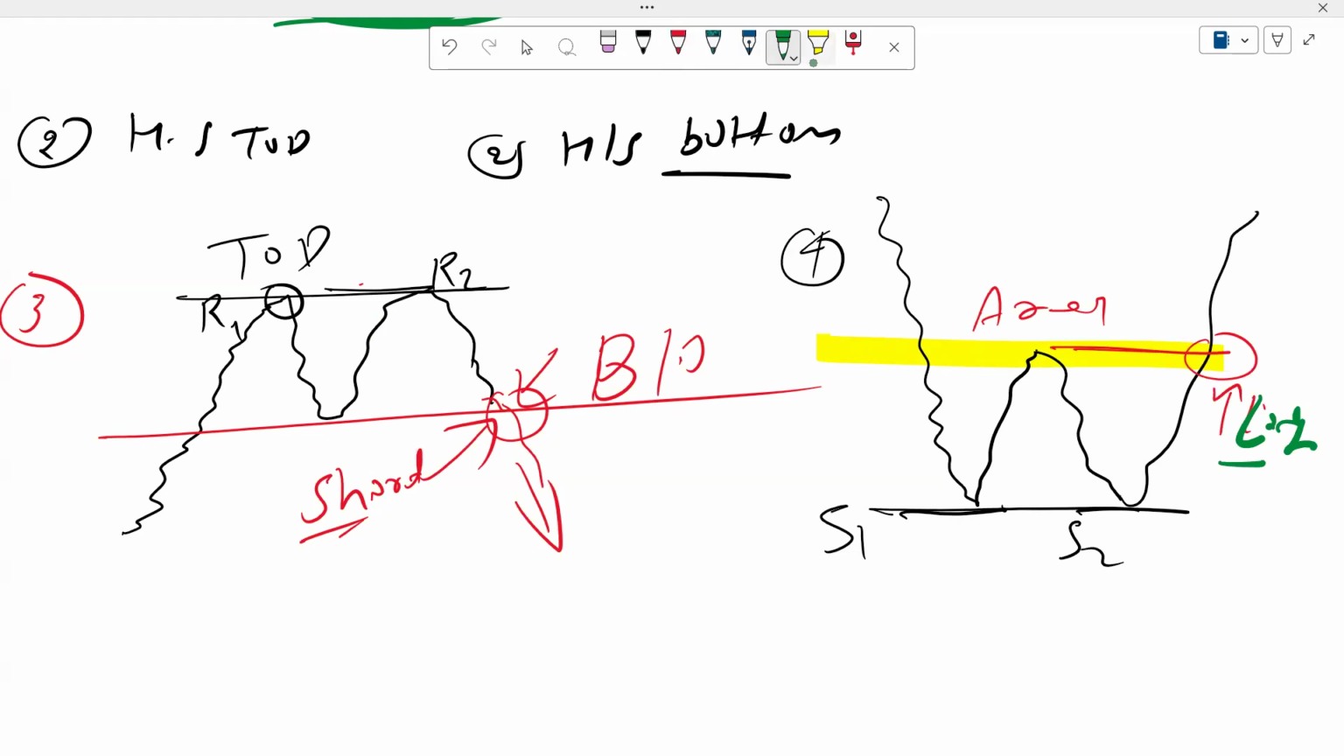This is your double top, because two tops are there. This is your double bottom, 1 and 2. This will look like W and this will look like M.